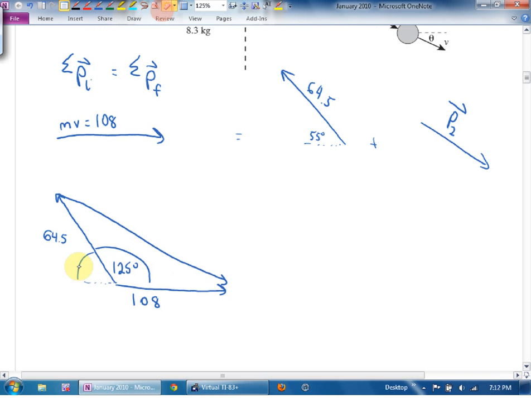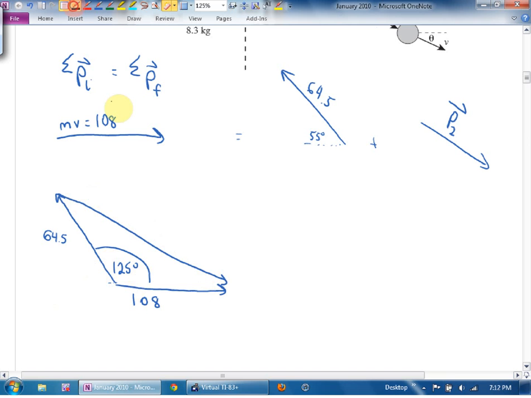And this is where we use the cosine law. Now, you can also do this with components. If you want to, you can break this 64.5 at an angle of 55 degrees into up and left. You can break this into right only and figure out how big this would need to be down and right to cancel out the up and left. I like the cosine law.